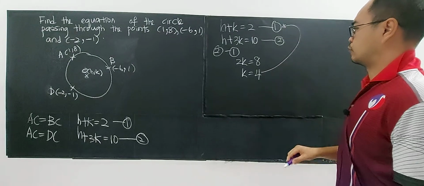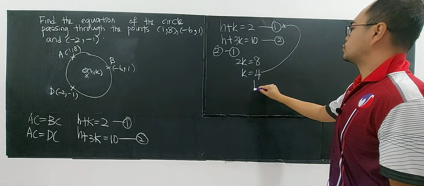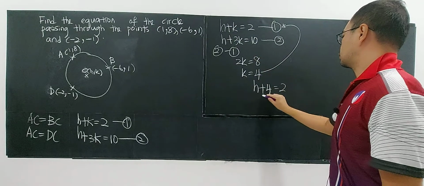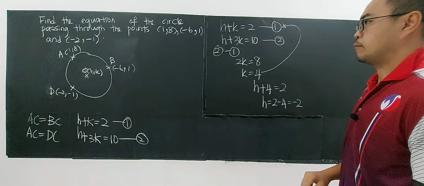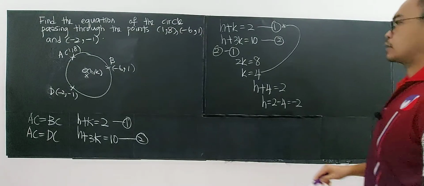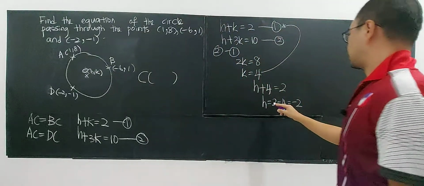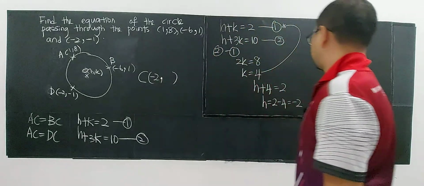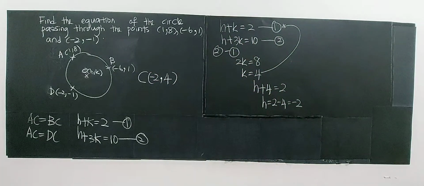So you can find the value of H. Substitute into equation 1: H plus 4 equals 2. So then you will get H to be 2 minus 4, which gives you negative 2. Then you have already known the center of the circle. The center of the circle now is (H, K), where H will be negative 2 and K will be 4. The most important thing, yes, you already found the center of the circle.